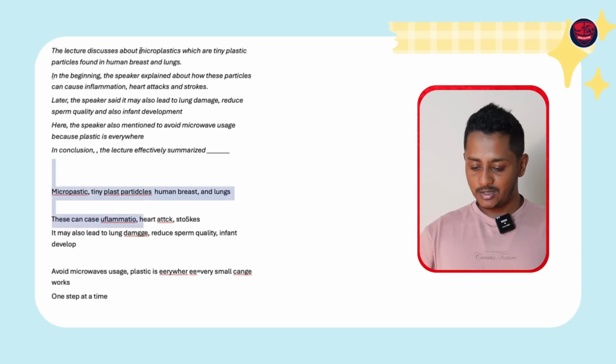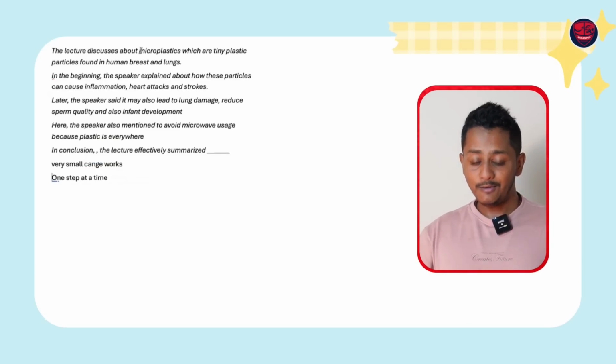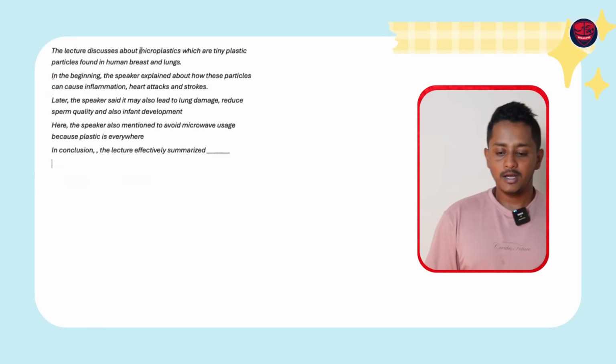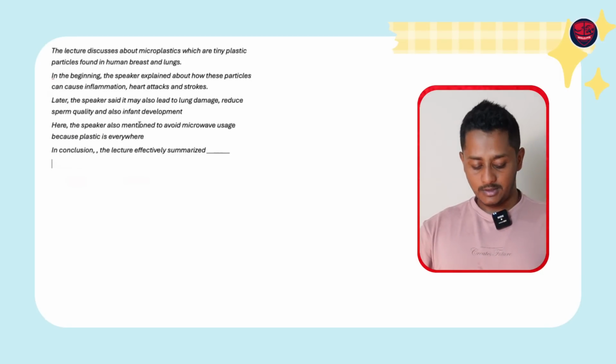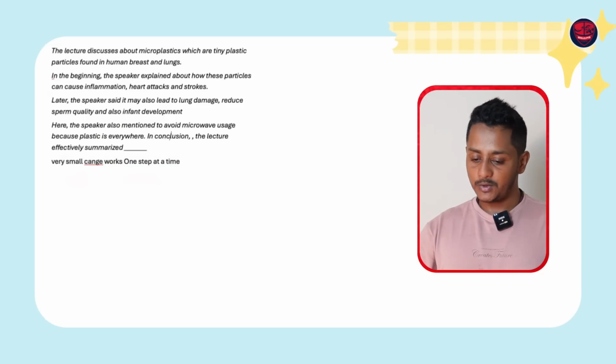Now we will just check how many words we have done. You don't have to write 81 words. Probably I need to remove this. It becomes 72 words. In conclusion, the lecture effectively summarized. We will just see if we can reduce it to less than 70. Effectively summarized.